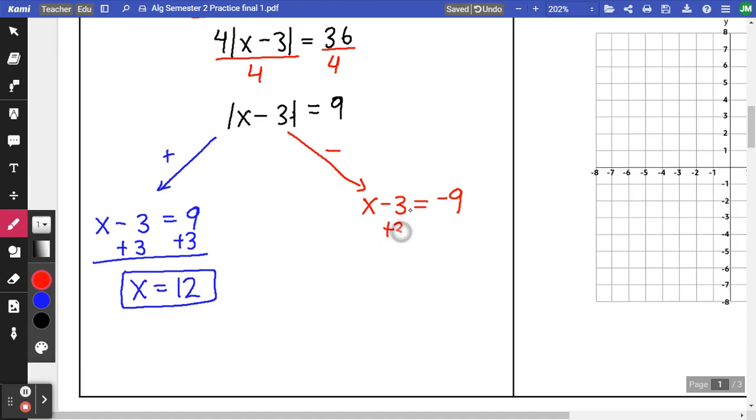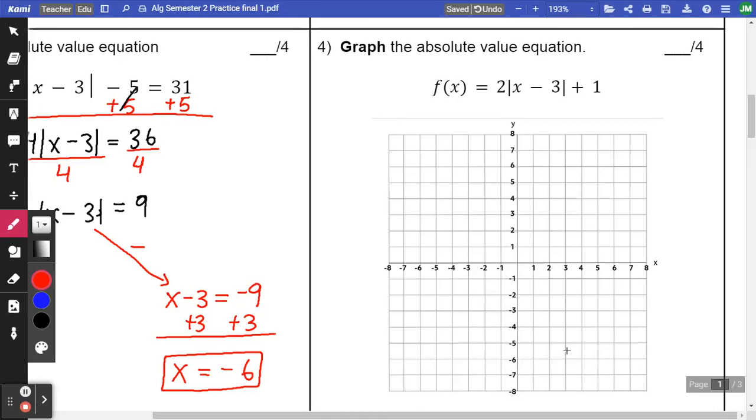And if we add 3 in this case, we can get x is equal to negative 6 in another solution. All right, number 4, graph the absolute value equation. So if you remember the general form of this, we have f of x is equal to a times the absolute value of x minus h plus k.